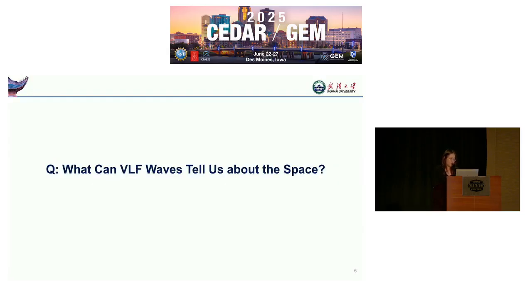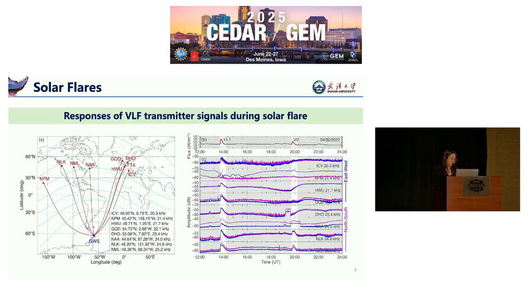So what can very low frequency waves tell us about space? The first is solar flares. That's the data we recorded in Antarctica. The transmitters are in North America and Europe. We can see a very clear response of the very low frequency signals during the solar flare. So we can analyze what happened in the lower ionosphere during the events.